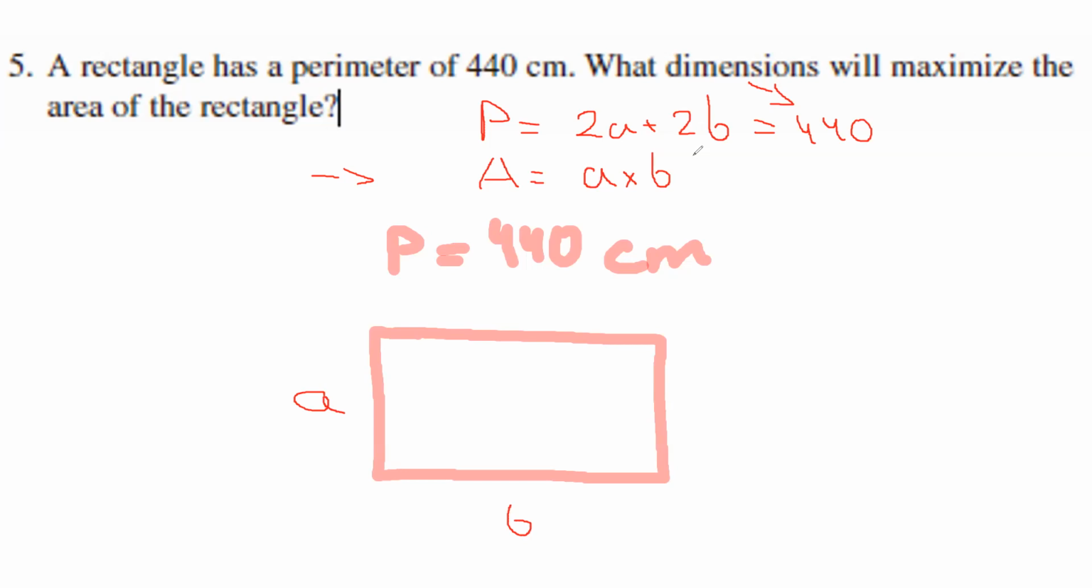Well, I got 120 and 100. You just substituted for A and B, right? Yeah, not the best way to solve it. I know, that's why it didn't really work. So I want to maximize the area of the rectangle.